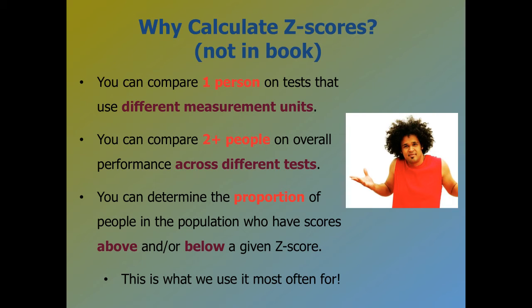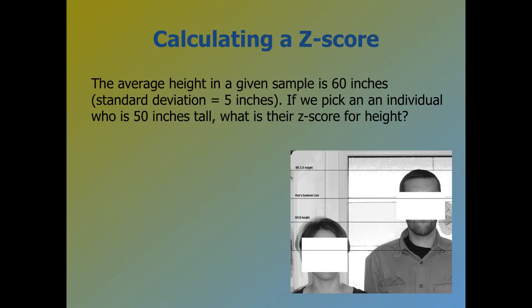Or you can use metric units, or you can use inches. Once you convert something into a z-score, you standardize it. So units no longer play a role, so you're actually able to compare. Also, by figuring out the z-score, you're able to determine the proportion of people in the population who have that particular z-score above or below another given z-score. So this is probably the most common reason why we use z-scores.